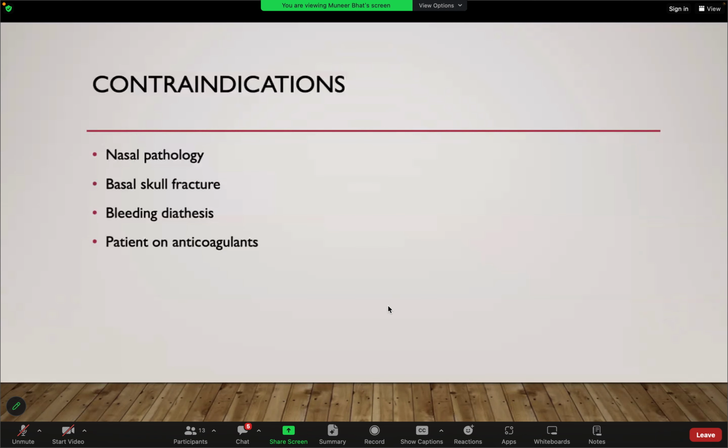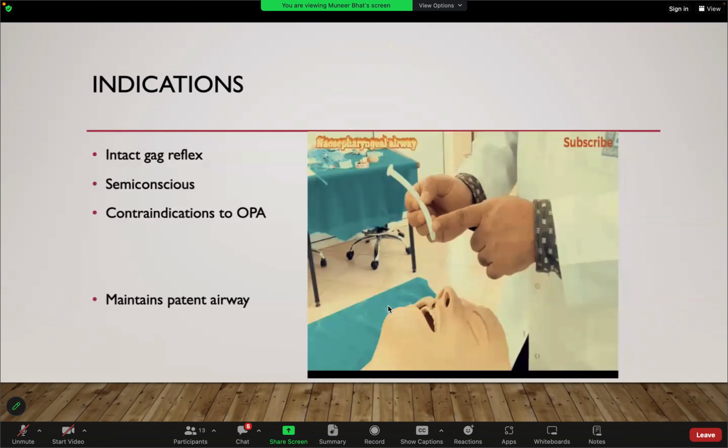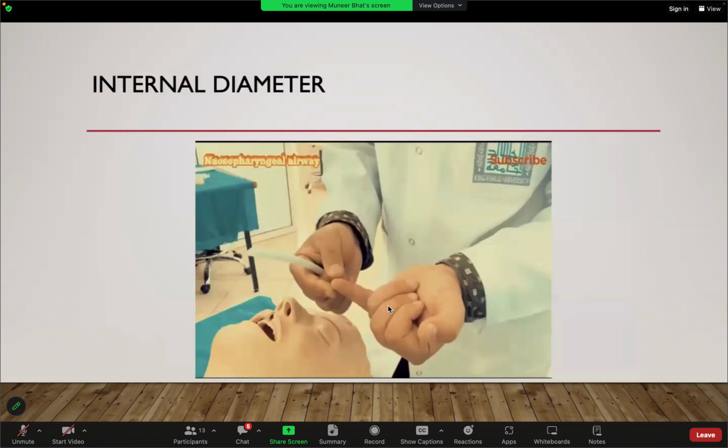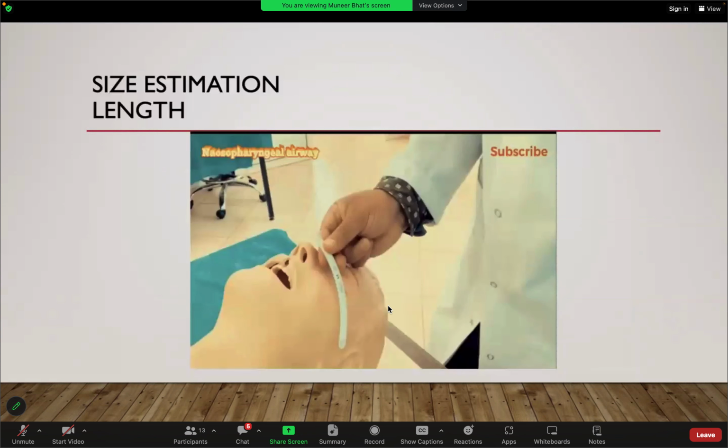Now, there is one more thing, the internal diameter, that is the inner diameter. How can you measure it? You can measure it by the little finger. By the little finger of the patient, you see the size of the internal diameter, and you can estimate the size of this nasopharyngeal airway.